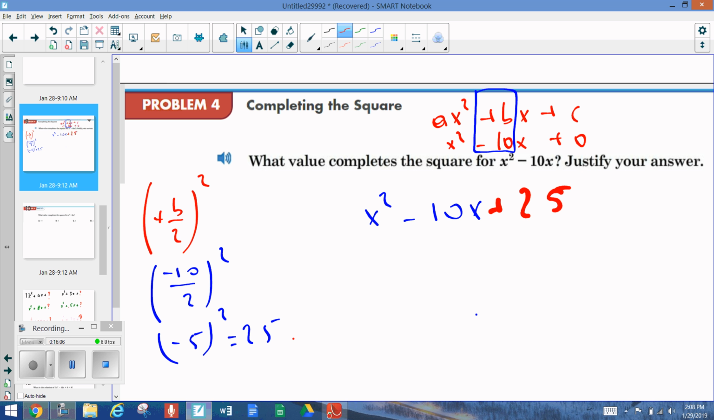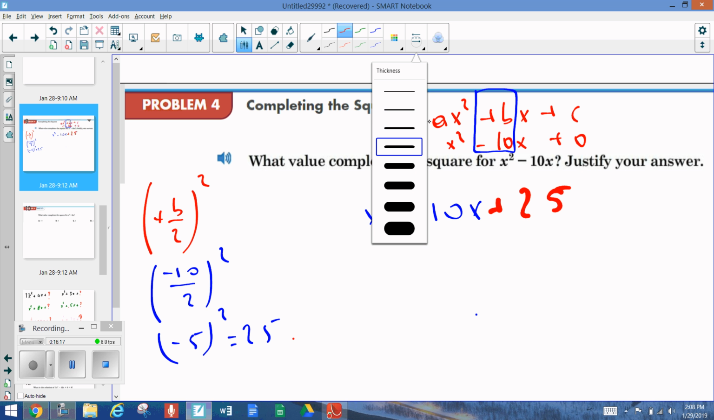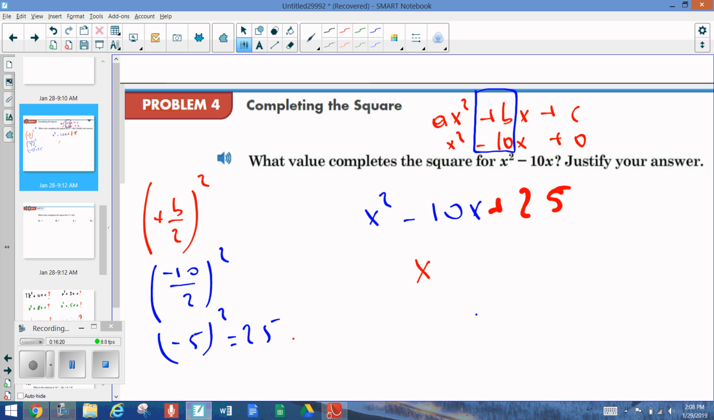So what happened here? Completing the square. Isn't that a perfect square trinomial? So how can you write this one? (x minus 5) squared. That's correct. When you add 25 here, you're able to write this as some number squared. That was our goal. But we don't have to write this portion now. 25 is our answer.